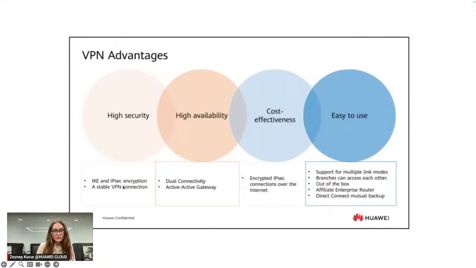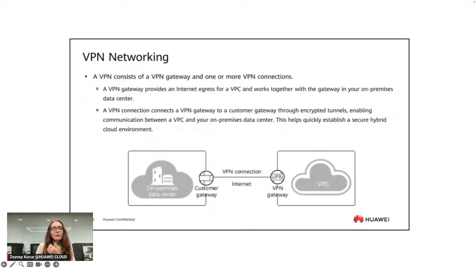And what are the advantages of VPN? It is highly secure, provides high availability, is cost effective, and very easy to use. A VPN connection is an encrypted connection between the VPN gateway and the remote gateway. It ensures communication between the VPC and the data center, as we see here, the on-premises data center and the VPC on cloud. The gateway links your cloud VPC to your own data center securely and allows encrypted communication. This is how you set up a secure bridge between your cloud resources and your local systems very quickly.